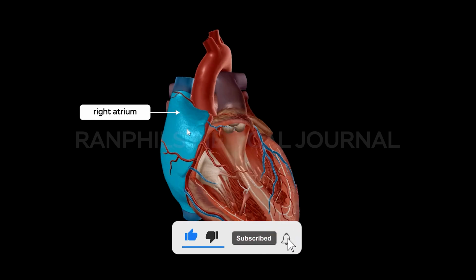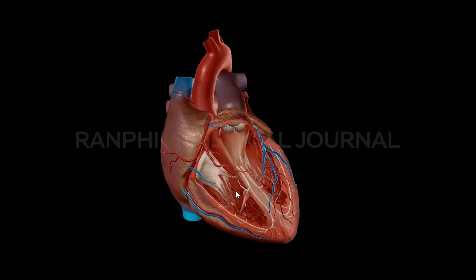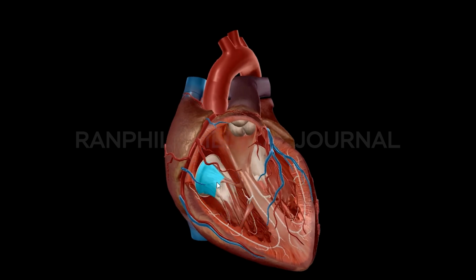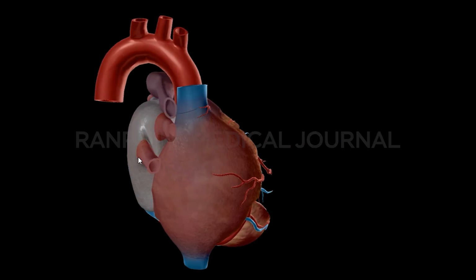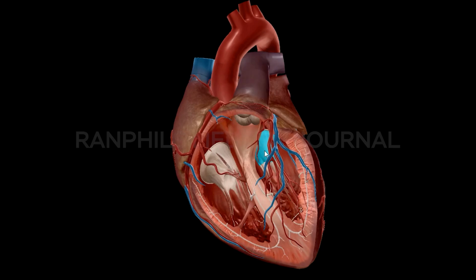This is the right atrium, which receives deoxygenated blood from the two vena cava into the right ventricle through the tricuspid valve. This is the left atrium, which receives oxygenated blood from the pulmonary veins, that is from the lungs, into the left ventricle through the bicuspid valve.